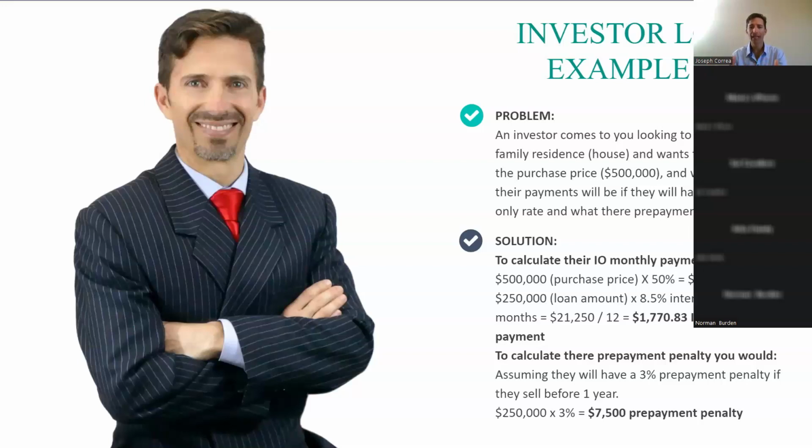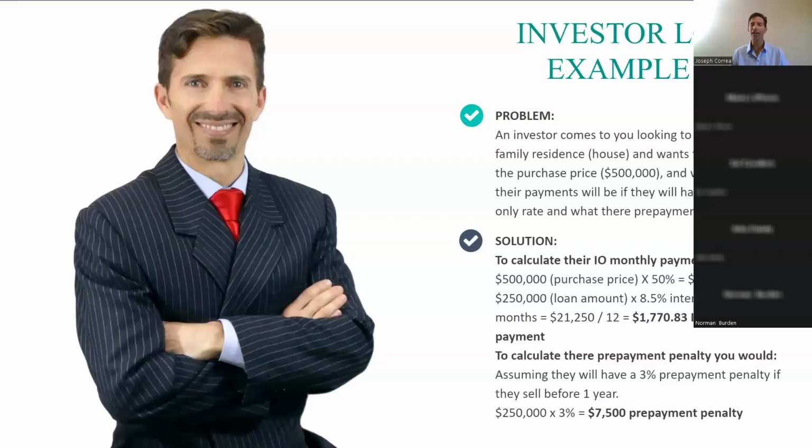Okay. So now let's go ahead and finish this calculation. We're going to take the loan amount of $250,000 and multiply it times 8.5%, the interest rate. And then we're going to divide that by 12 because there are 12 months in a year, so that we can calculate their monthly payment. By doing that, we get 21,250 divided by 12. Their interest only monthly payment is going to be $1,770.83.